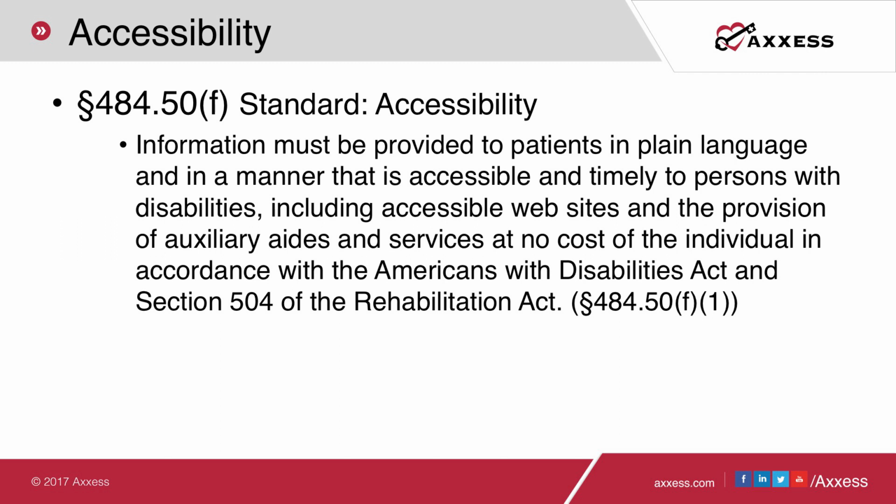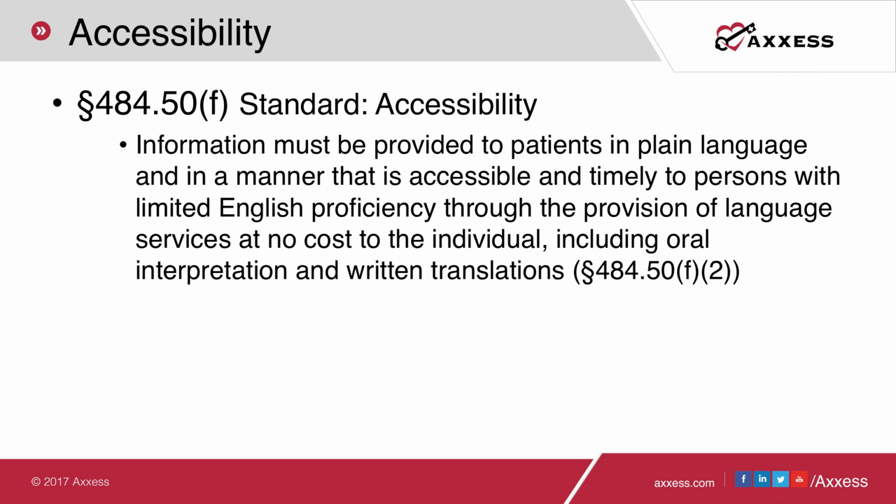If the provision of auxiliary aids becomes an undue burden, the agency may seek protection that's available under Section 504 of the Rehabilitation Act. But what this basically is talking about with accessibility is that you have to give alternate formats, such as qualified interpreters, large print documents, Braille, digital versions of documents, and audio recordings if need be. You'll also notice that the information has to be provided to patients in plain language and in a manner that is accessible and timely to persons with limited English proficiency through the provision of language services at no cost to the individual, including oral interpretation and written translations.